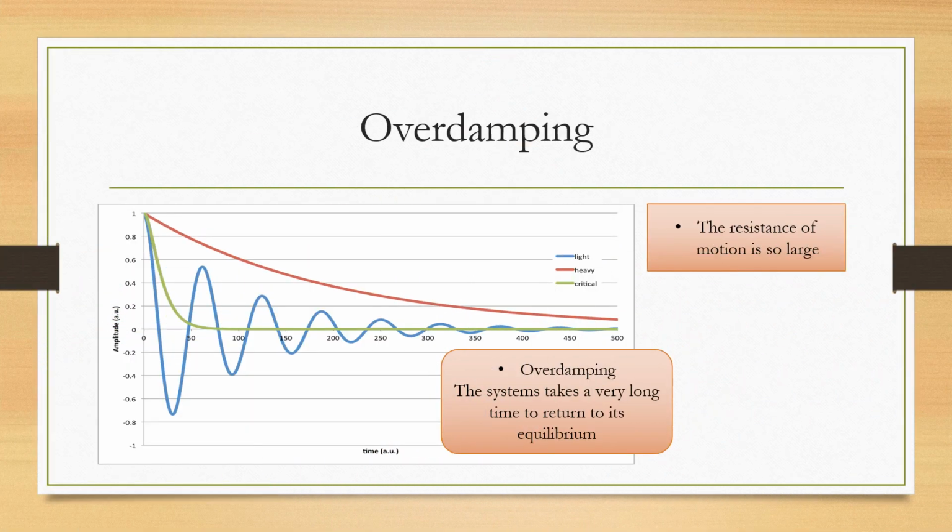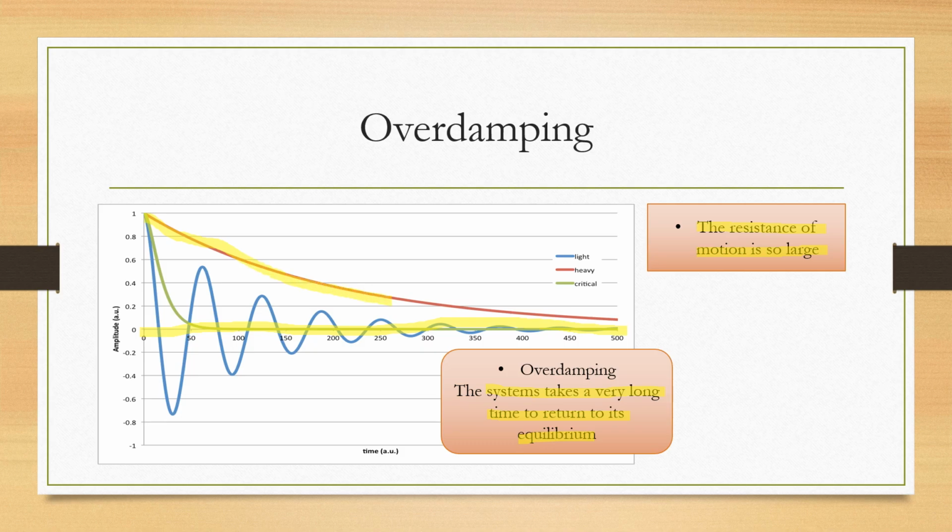Okay, class. Now let's look at over damping. The key word for over damping is that the resistance of the motion is so large that the system takes a very long time to return to its equilibrium. If you see in this graph, you will notice that the system takes a very long time to reach zero. So here the over damping will be the one which is the red color.